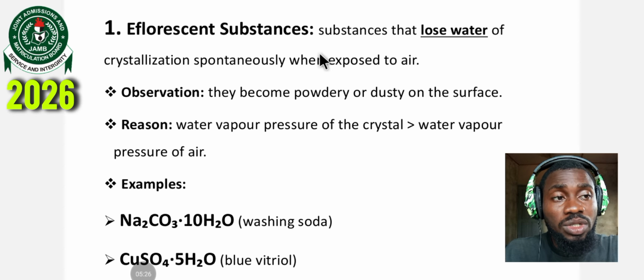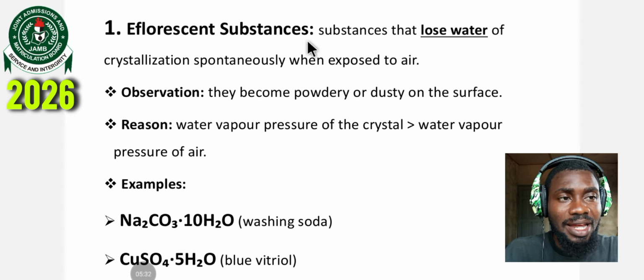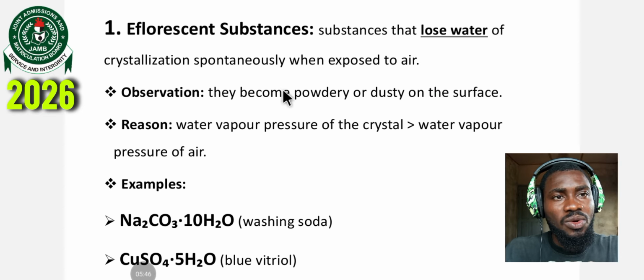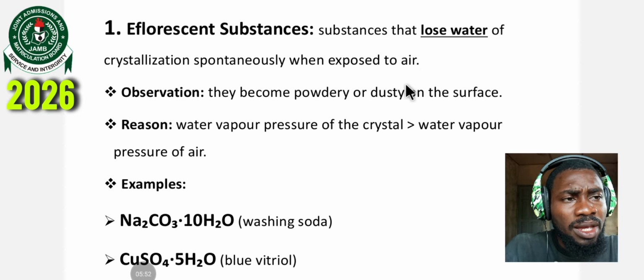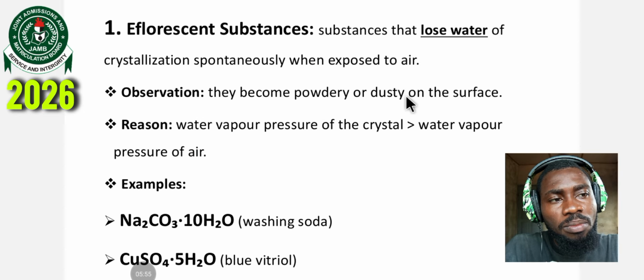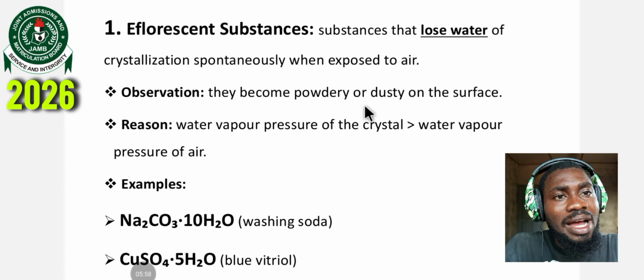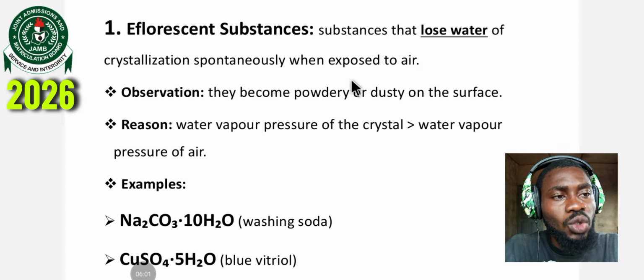And what kind of water do they lose to the environment? They lose their water of crystallization. What is the observation? They become powdery or dusty on the surface. You notice that the substance becomes powdery or dusty when it loses its water to the surrounding atmosphere. It becomes the anhydrous form of the substance, and this anhydrous form has a powdery appearance or a dusty surface.